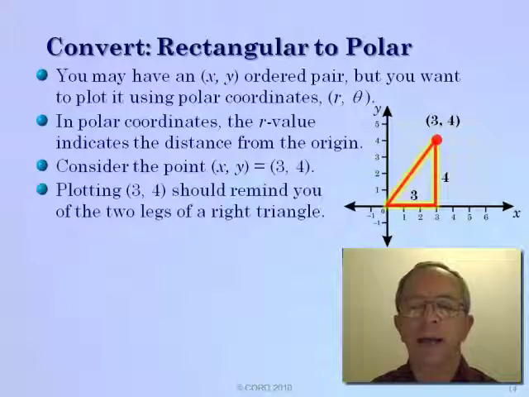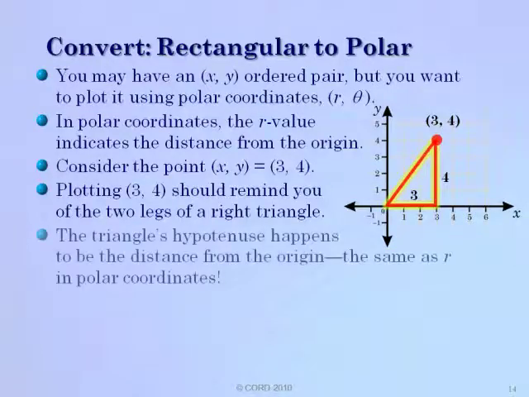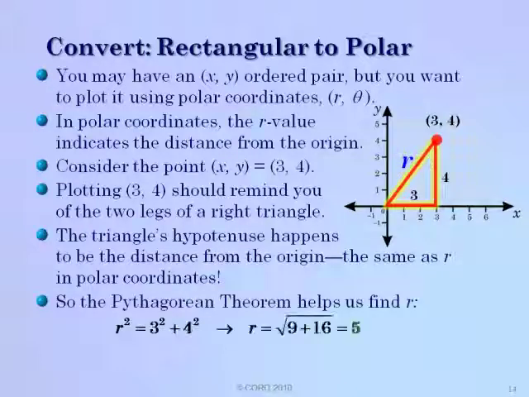Well, when you plotted that, you probably should have been reminded of a right triangle that has a leg of 3 and a leg of 4. And you know how to find the distance from the origin now. That's just the hypotenuse of that right triangle. So the Pythagorean theorem can tell us that r squared is equal to 3 squared plus 4 squared, or in this case, r is equal to the square root of 9 plus 16, which is equal to 5. And you'll recognize that we've chosen as our example a Pythagorean triple, 3, 4, 5, which we could have done without even using the formula. But that is the value for r.